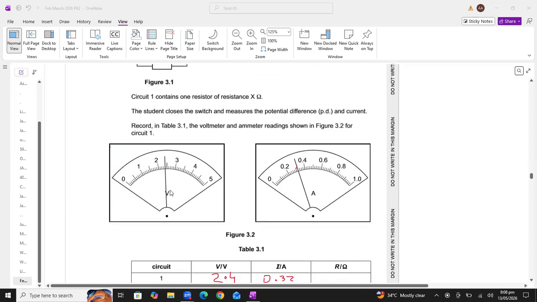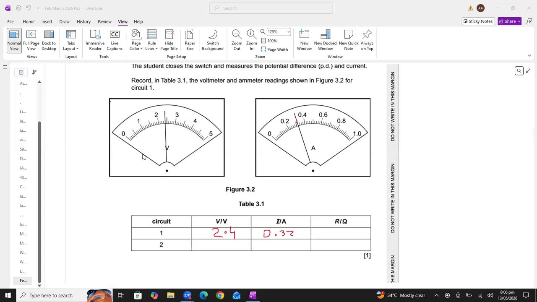Now the student closes the switch and measures the potential difference and current. Record in table 3.1 the voltmeter and ammeter reading shown in figure 3.2 for circuit 1. So you can see we attempted part A in yesterday's class. The voltmeter reading is shown on your screen. Between 2 and 3, this line is representing 2.5. So each small division is representing 0.1 volt. So now students, the circuit 1 voltmeter reading is 2.4 volt.